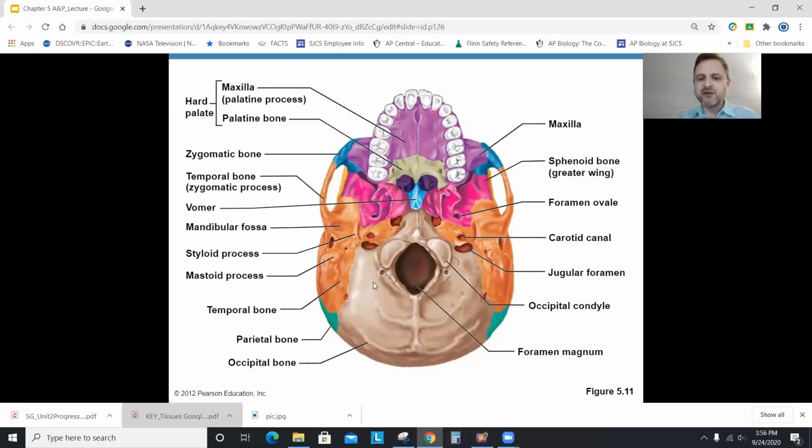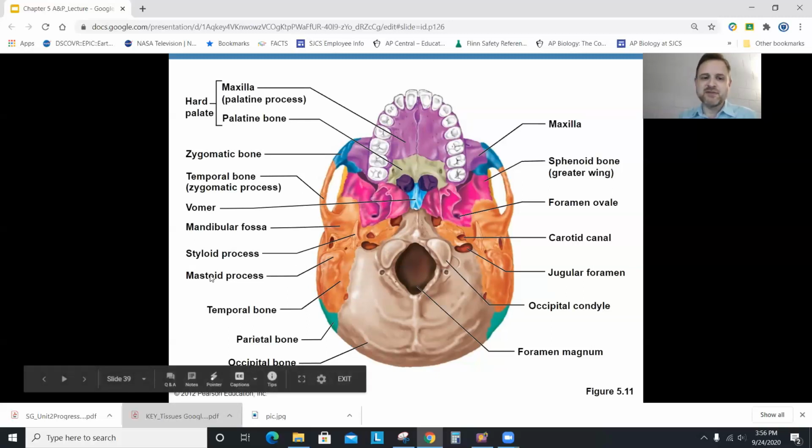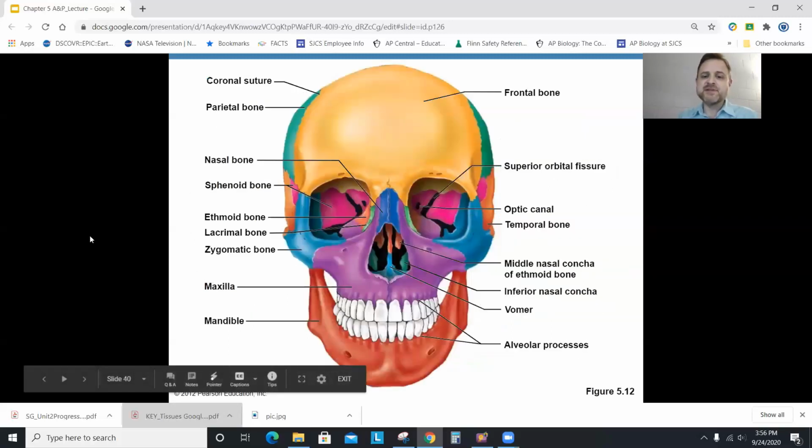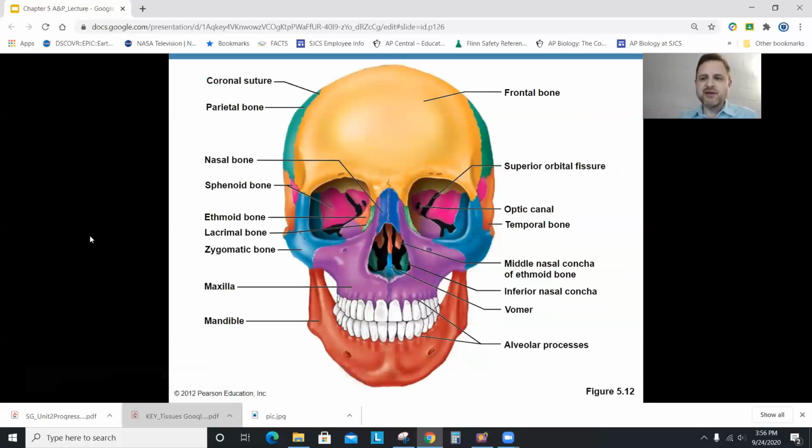Again, just notice how holey the skull is. All of these holes are passageways for things. This is a great picture. I'm not going to use this on a test, but I like it because you can see the bones behind the skull and where your sinuses are.